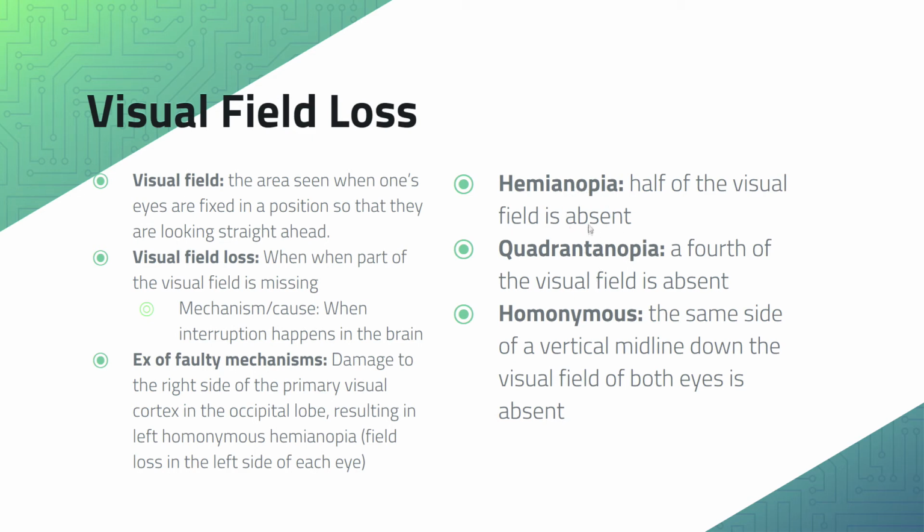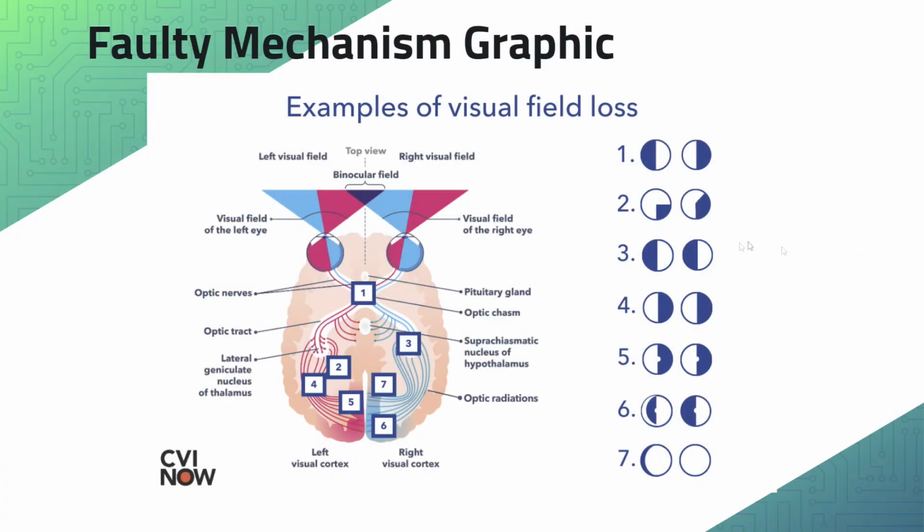And on the right are 3 terms to describe different types of visual field loss. This graphic right here shows examples of visual field loss, and as you can see, they're labeled with the different parts of the brain that they're affected by.